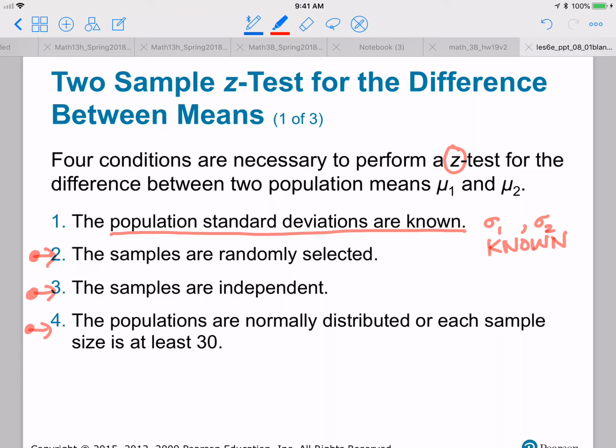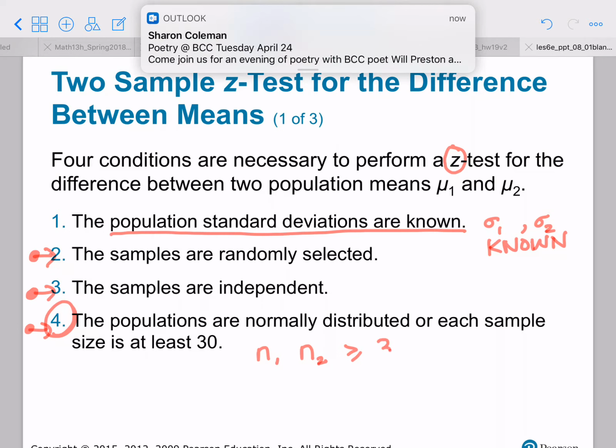Because we have 2 populations, that means we'll be taking 2 samples, and we need the samples to be randomly selected, and we need the samples to be independent. We need 2 different variables to keep track of the size of each sample. So we'll have n1 and n2, and this last requirement is saying if the populations aren't both normally distributed, then we'll need n1 and n2 greater than or equal to 30.